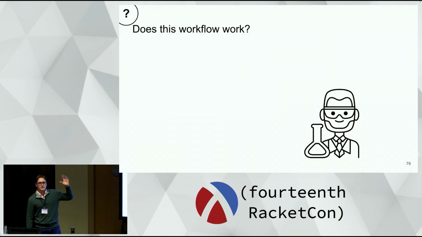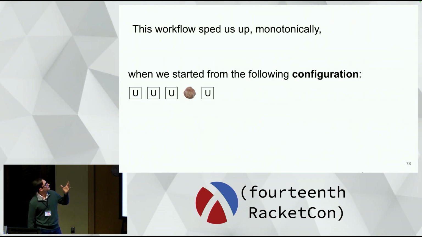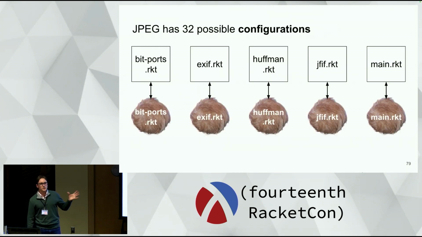And so basically what I'm going to ask is, does this workflow actually work? To do that, I'm going to define this concept of a configuration. This workflow sped us up monotonically when we started from this untyped, untyped, untyped, typed, untyped configuration, where JFIF was the one thing that was typed. That was our starting point, and we were able to get to a good place monotonically from that. But there are a lot of different possible configurations we could have started out at.